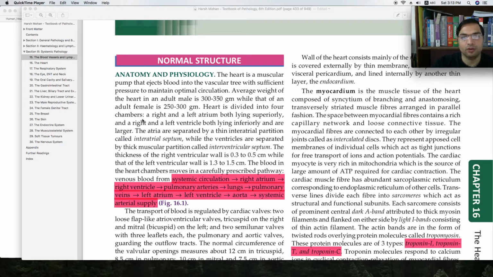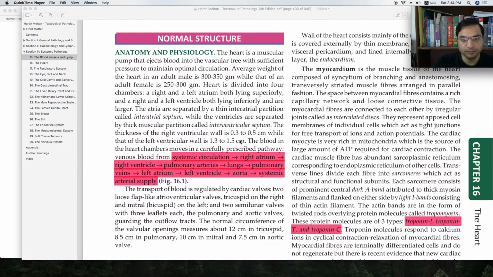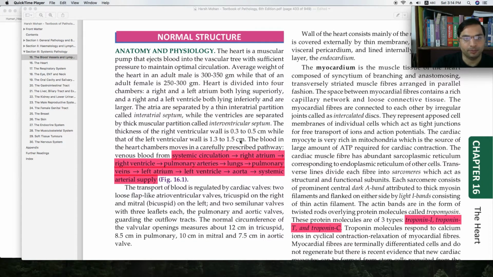Heart is divided into four chambers: right and left atrium, right and left ventricle. The right and left atrium are superiorly placed, whereas the right and left ventricle are inferiorly placed, up and down. The two atria are separated by the interatrial septum, and the ventricles are separated by the interventricular septum. The atria and the ventricles are separated by the atrioventricular septum.